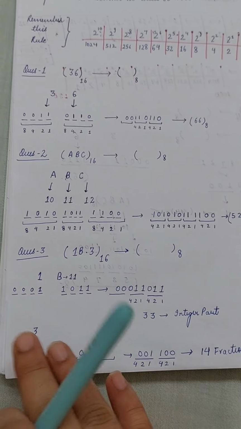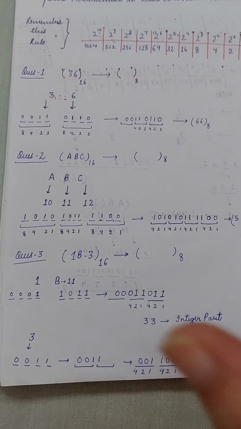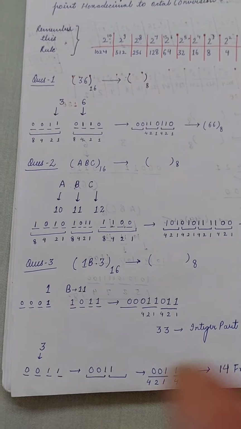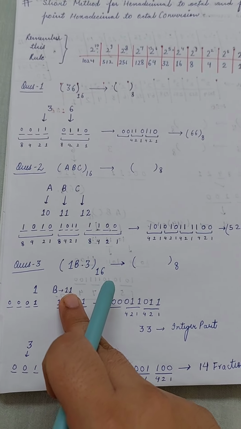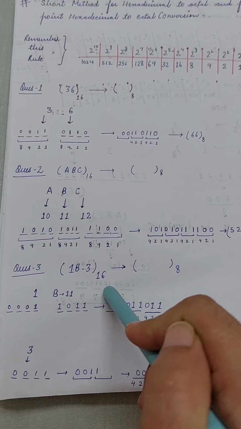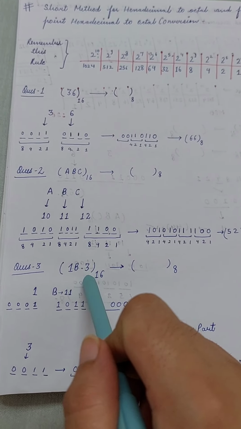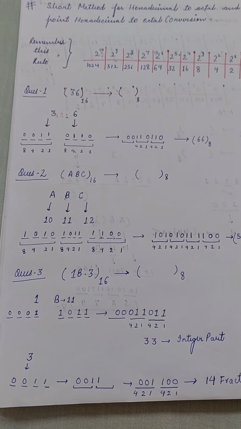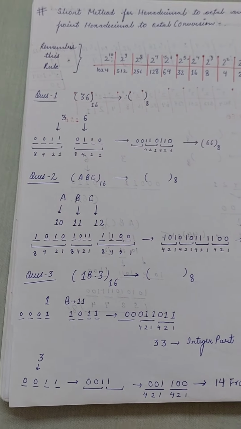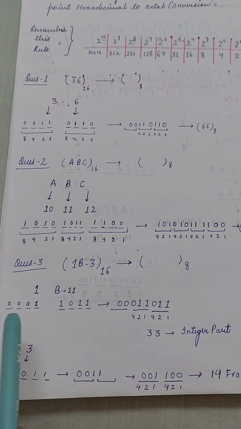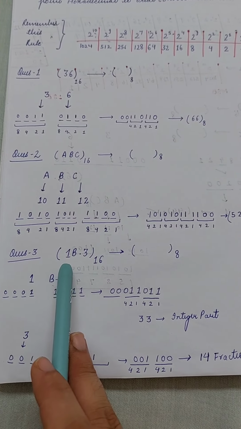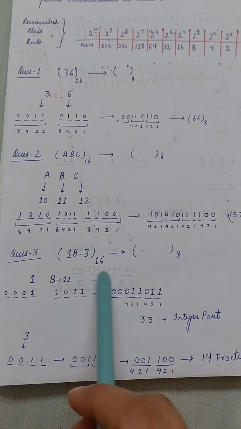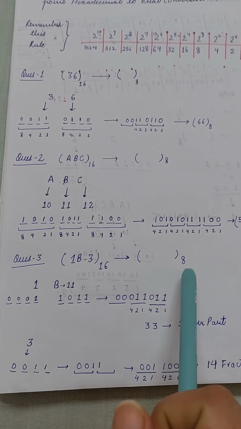In the next question, the rest of the method is the same, the rule is also the same, but there is a small difference. Here, instead of having only the integer part in the question, along with that we have a fractional part, but the method will remain the same. A small difference will be there that you have to remember, and I am going to tell you what that is. So see, in question number 3 you are given 1B.3, which is a hexadecimal number, and you have to convert it into an octal number.